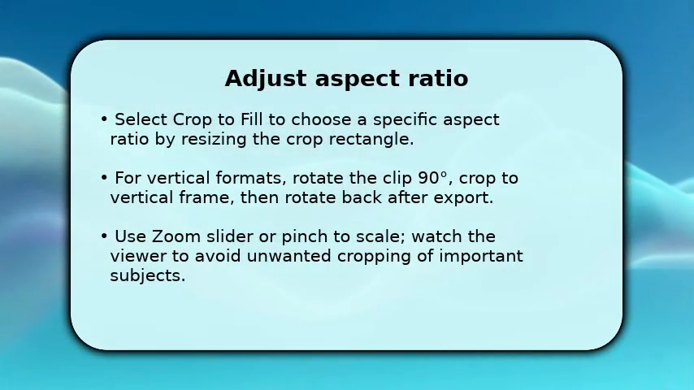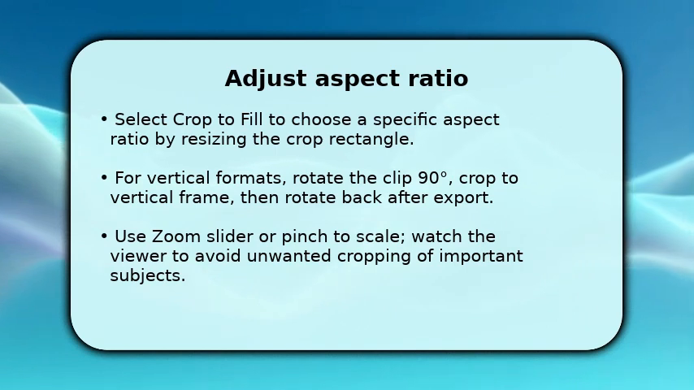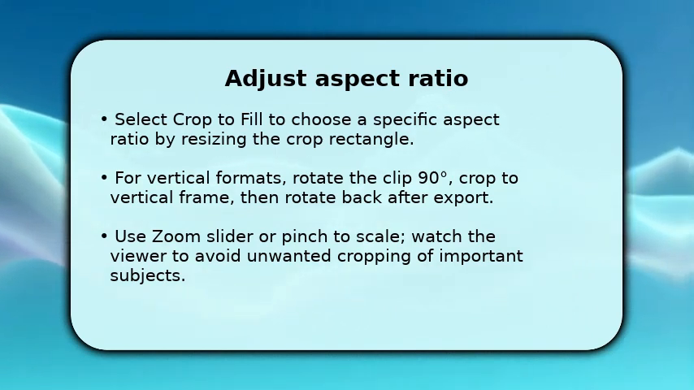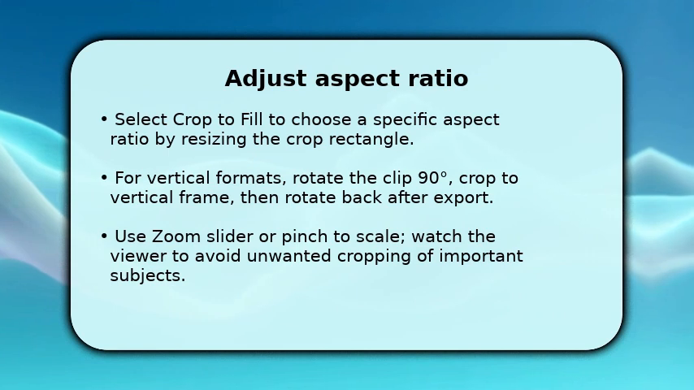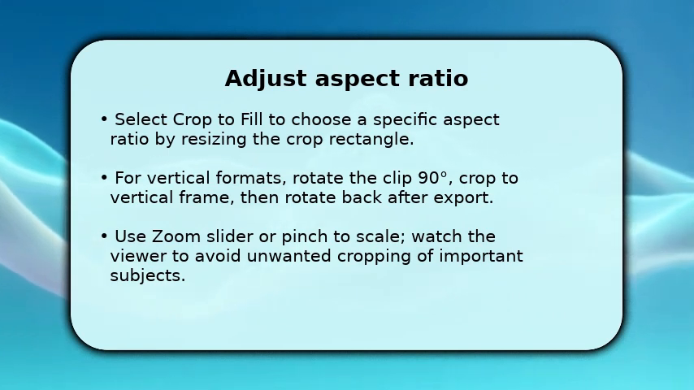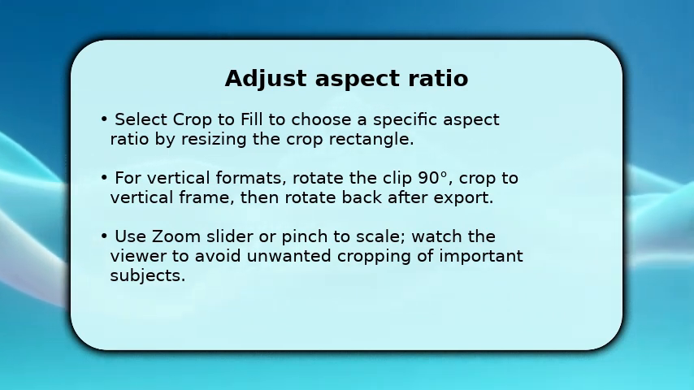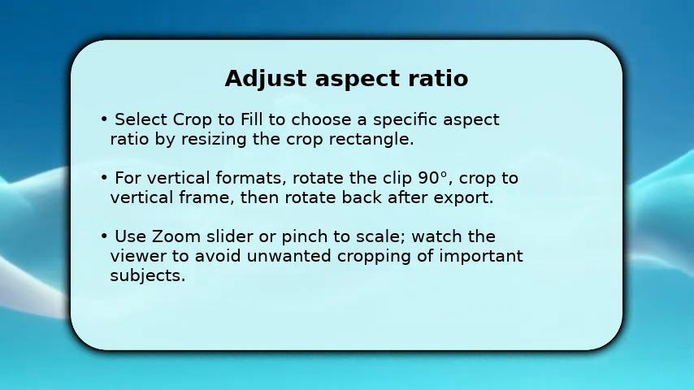Now you change the visible dimensions. Choose Crop to Fill to define the composition and drag the crop rectangle to the desired ratio, which effectively changes the output framing. If you need a vertical format like 9:16, rotate the clip 90 degrees, set a tall crop, and remember to rotate back after export if necessary.